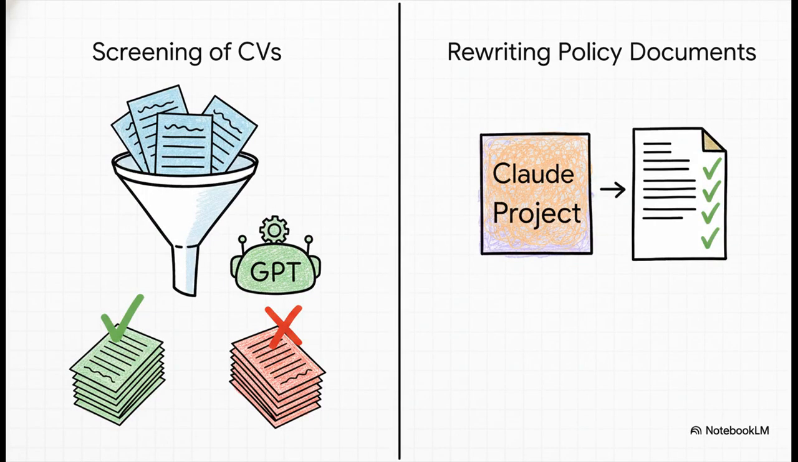Working in HR or ops, how about a GPT that does the first round of CV screening for you based on the job description you give it? Or, on the flip side, you could use a Claude project to take those super dense, hard-to-read company policy documents and rewrite them in plain, simple English that everyone can actually understand.